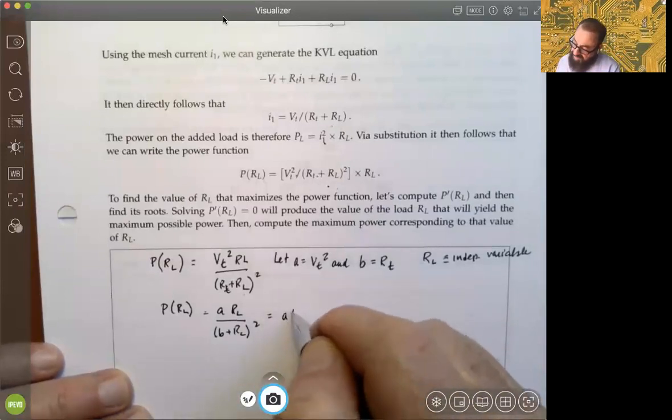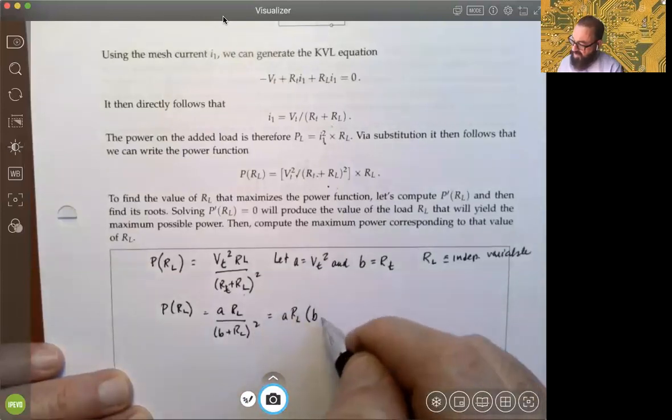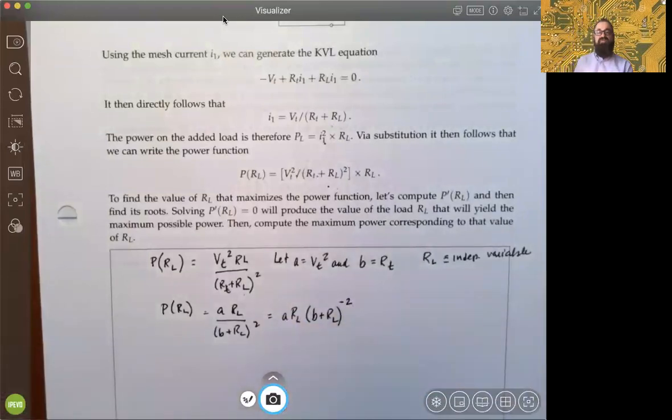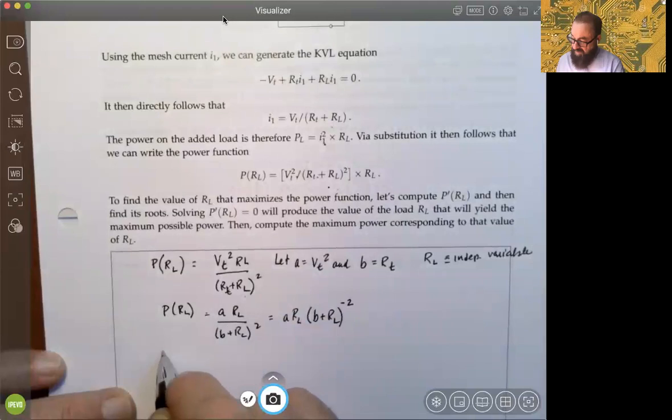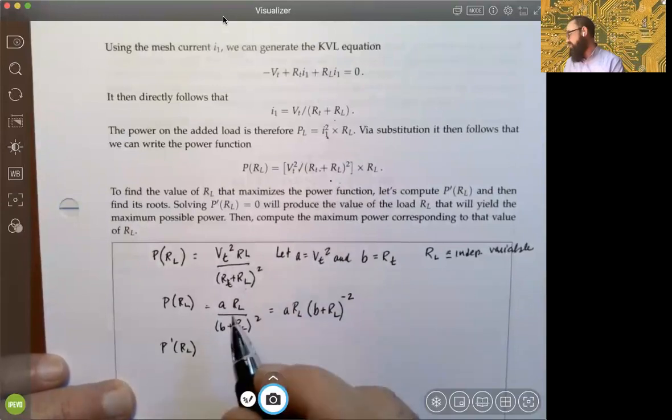as A times R sub L, and then pull that denominator term up and change it to a negative exponent, just for the purposes of taking derivatives. So, Calculus 1 here, go ahead and take the derivative of that power function, keeping in mind that what you're going to have to do here is the product rule, because R sub L is not a constant, it's an independent variable.